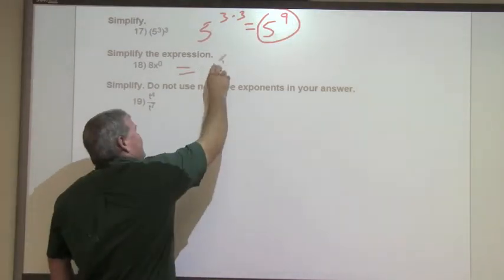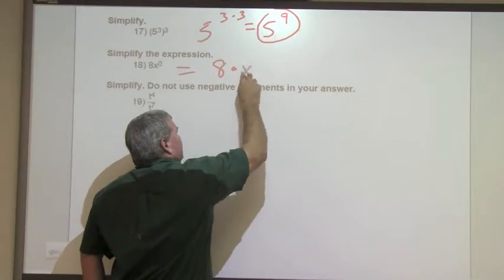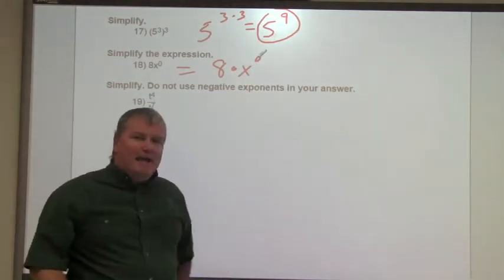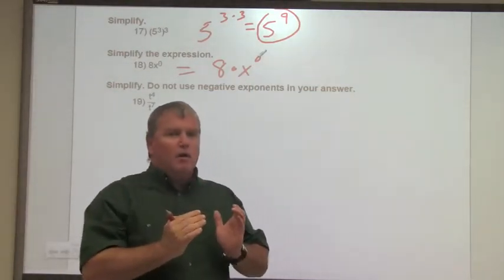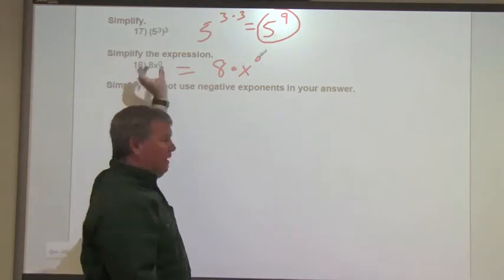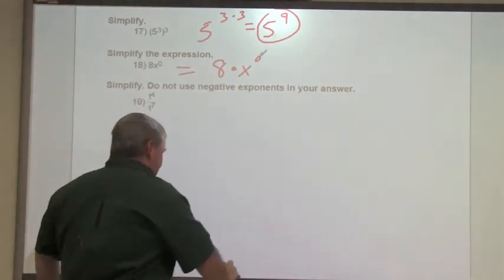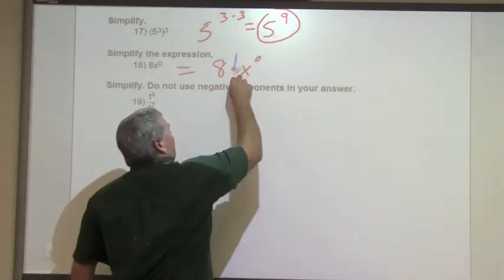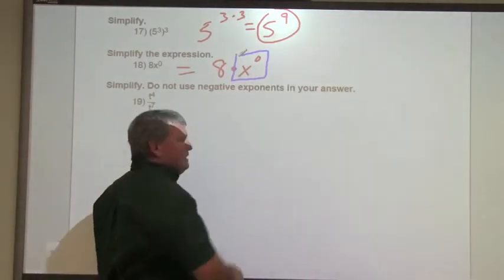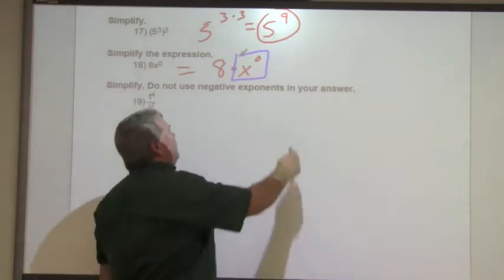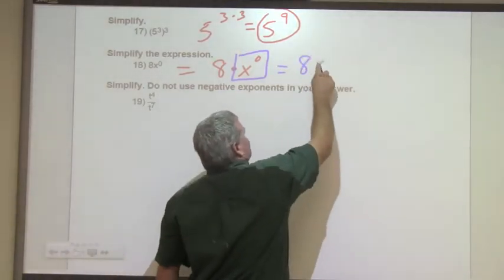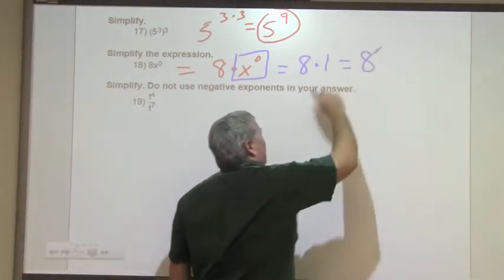Now this is 8 times x to the 0. This is not 8x to the 0 power. This is not all that being raised to the 0 power. So the answer is not 1. What you've got to do here is realize the x is the only thing raised to the 0 power. So it becomes 1. So I get 8 times 1, which gives me 8.